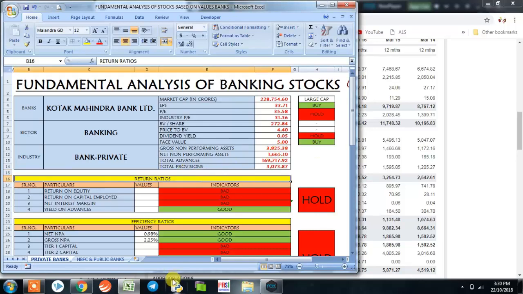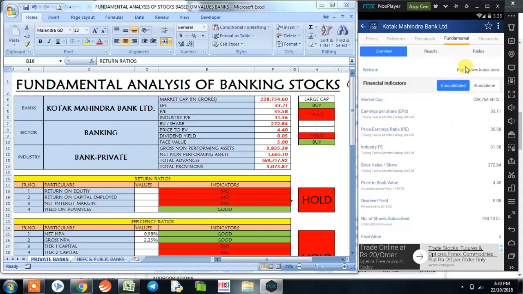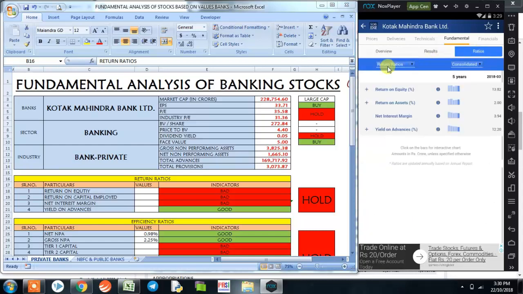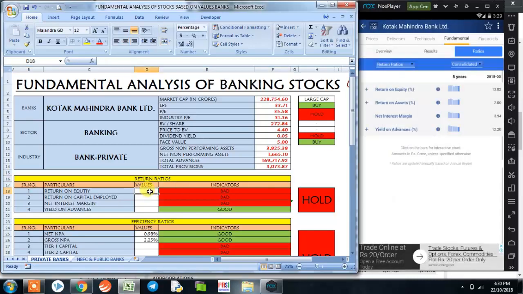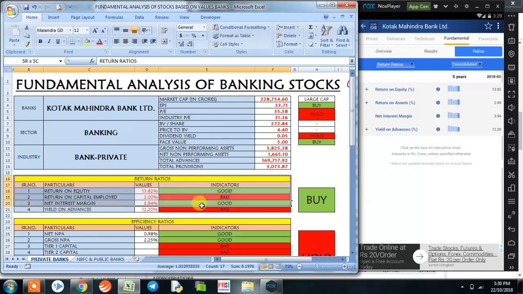Now coming on to the return ratios, for that we'll be using our Stock Edge app. We go to the ratios tab, and under the drop down menu we select the return ratio. The first return ratio is return on equity, which is 13.82. Return on capital employed is 2. Net interest margin is 3.94, and yield on advances is 12.20. So here the return ratio has given us a signal to buy the stock at this point of time.